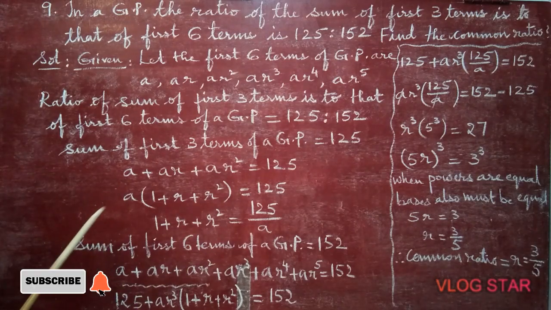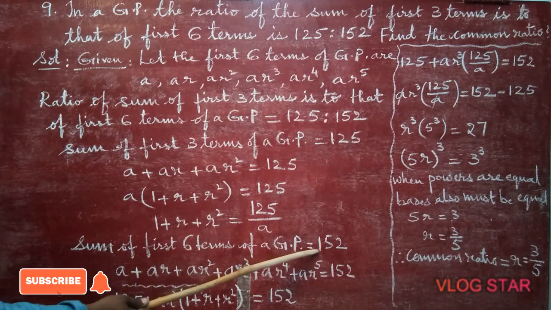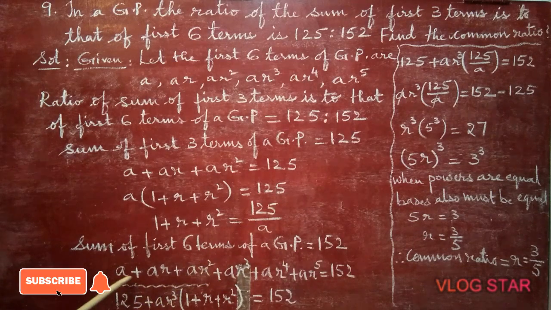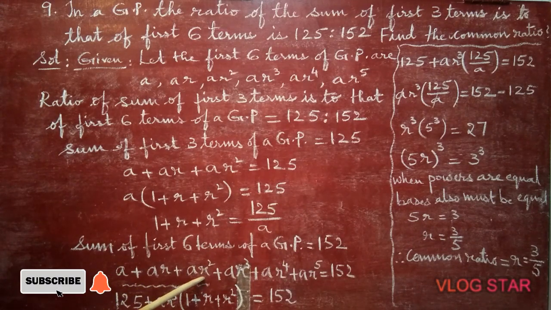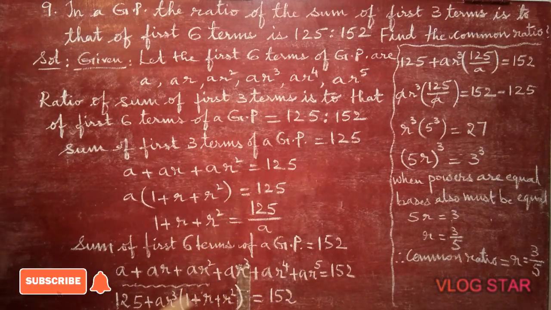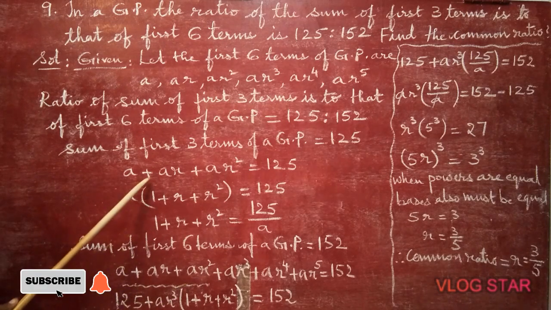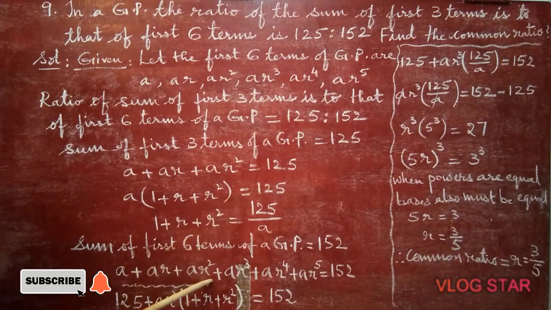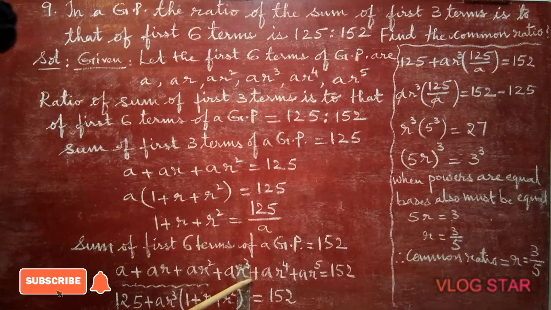Now next. Sum of the first six terms of a GP is equal to 152. A plus AR plus AR square plus AR cube plus AR to the power of 4 plus AR to the power of 5. These are all six terms. How much? 152. Already they have given the first three terms sum as 125. Replace that. Is it clear here? So underline that first three terms, and in this you write 125, and the next three terms are there.